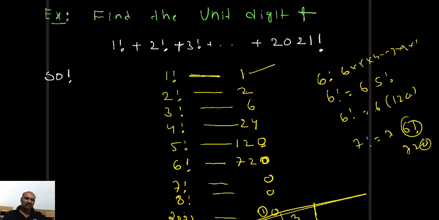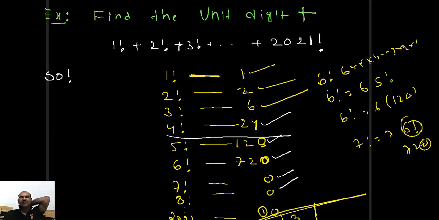So 1 factorial is 1, 2 factorial is 2, 3 factorial is 6, 4 factorial is 24, and from 5 factorial onwards, every number ends with 0 only. 6 factorial ends with 0, 7 factorial ends with 0, 8 factorial ends with 0, 9 factorial ends with 2 zeros. Just the unit digit, no? That's why I can say every number after 5 factorial ends with 0, so 2021 factorial also ends with 0. So add all these unit digits: you will get 13, 1 here, 3 here. So the total summation ends with 3, and that's why its unit digit is equal to 3 only.